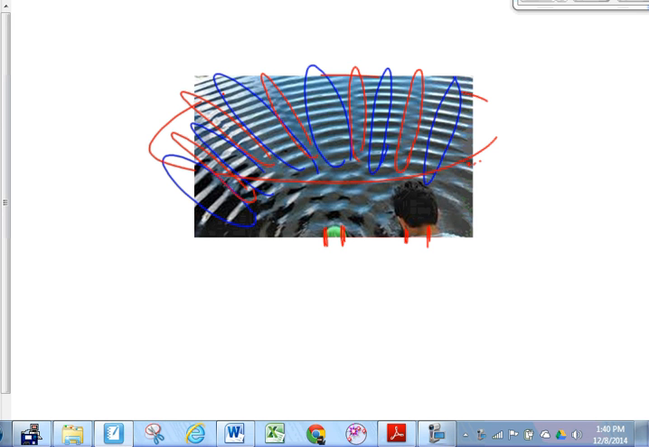So, how do we observe it? How do we see this pattern? How do we know this pattern even forms with light if we can't physically see it with our eyes? Now, let's put a screen up here to try to detect it.